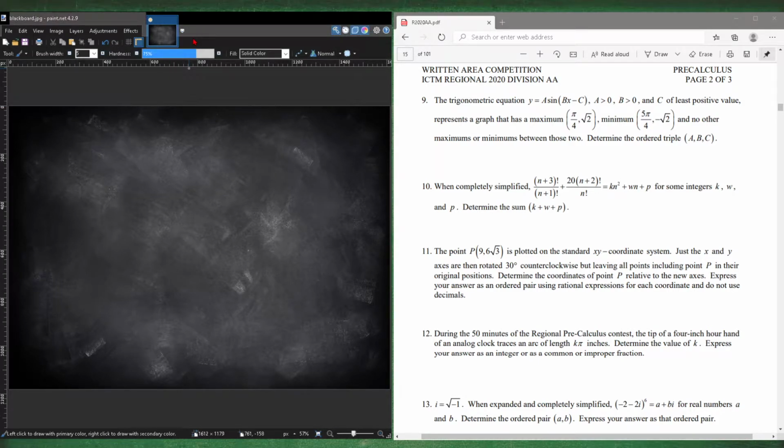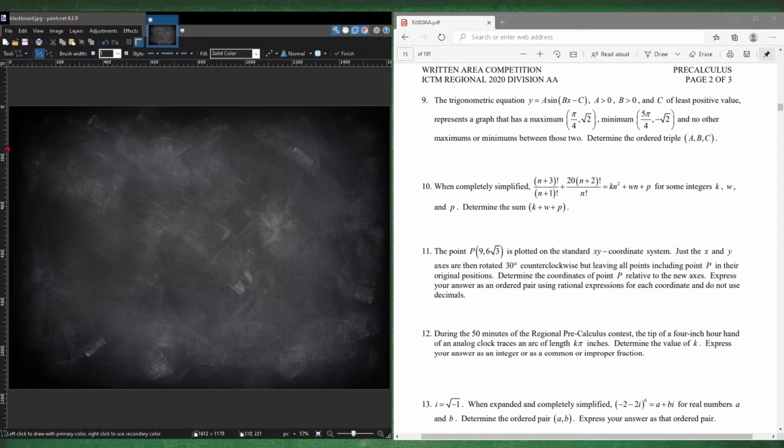Today I'll be covering the second part of the ICTM Regional 2020 Division AA Precalculus, where I'll be answering questions 11 and 15. Okay, let's begin with 11. The point P, (9, 6√3), is plotted on the standard xy plane. Just the x and y axes are rotated 30 degrees counterclockwise, but this leaves all points, including P, in their original position. Determine the coordinates of P relative to the new axes.